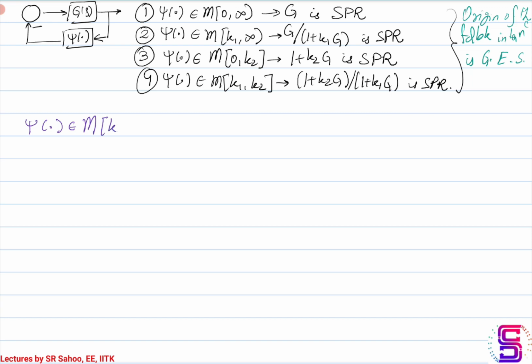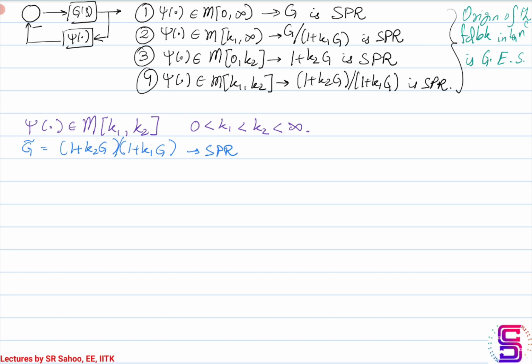So, if psi is in the k1, k2 sector, to what region should the Nyquist plot of G be confined so that 1 plus k2G by 1 plus k1G turns out to be a strictly positive real transfer function? This is under the fact that k1 and k2 are positive quantities. We know that the transfer function that needs to be positive real is 1 plus k2G divided by 1 plus k1G. Strictly positive, this has to be SPR.